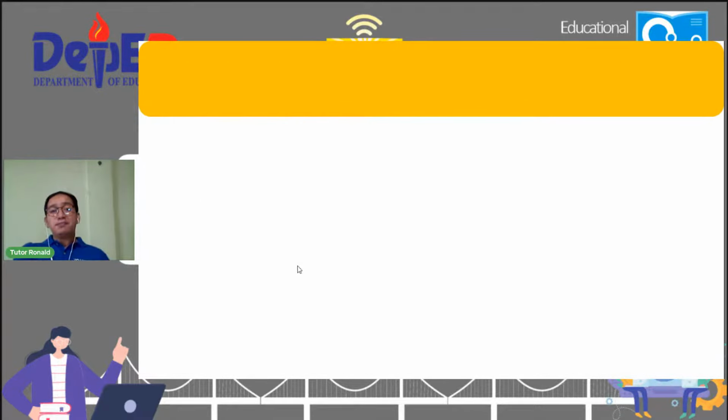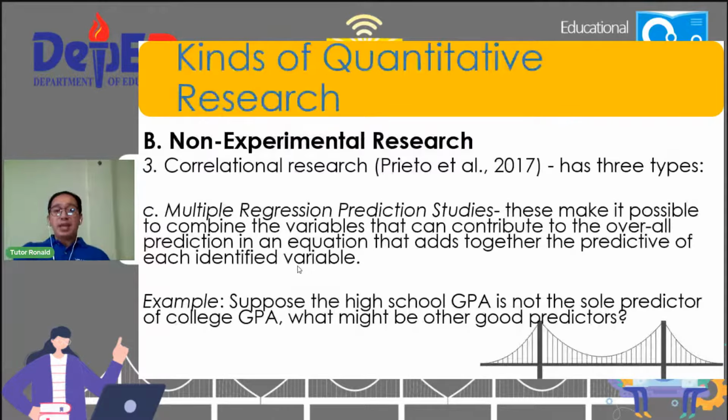So, yun po ang, again, the experimental and non-experimental research types. Again, these are the two major types of research design of a quantitative research.